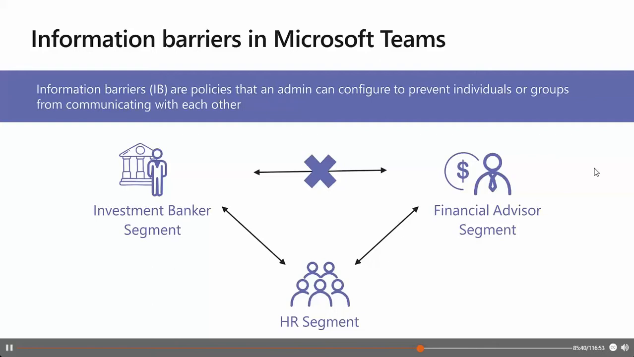Let's do the following example. Let's call him Enrico, belongs to the banking segment, and Pradeep belongs to the financial advisor segment. Enrico and Pradeep can't communicate with each other because the organization's IB, information barrier, policy blocks communication and collaboration between these two segments. However, Enrico and Pradeep can communicate with Lee in HR, for example. This is the example we see here in the slide.